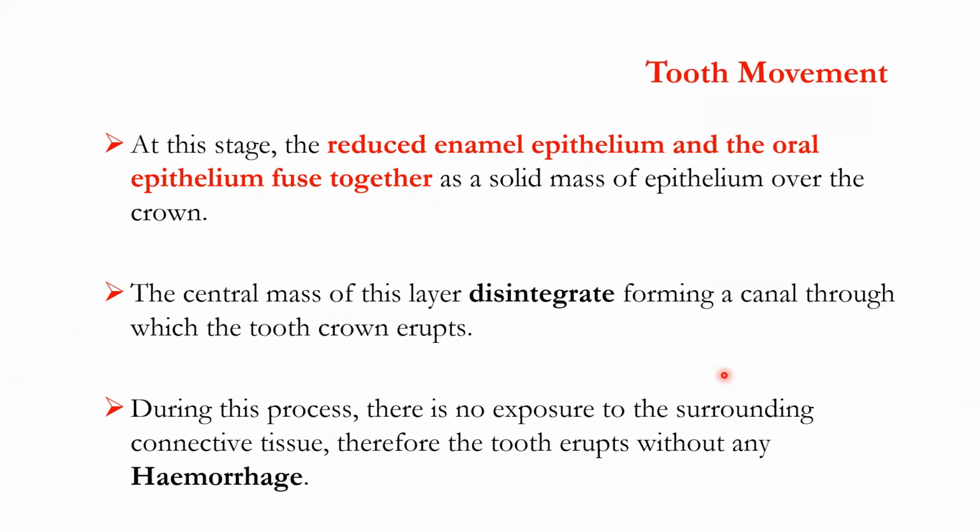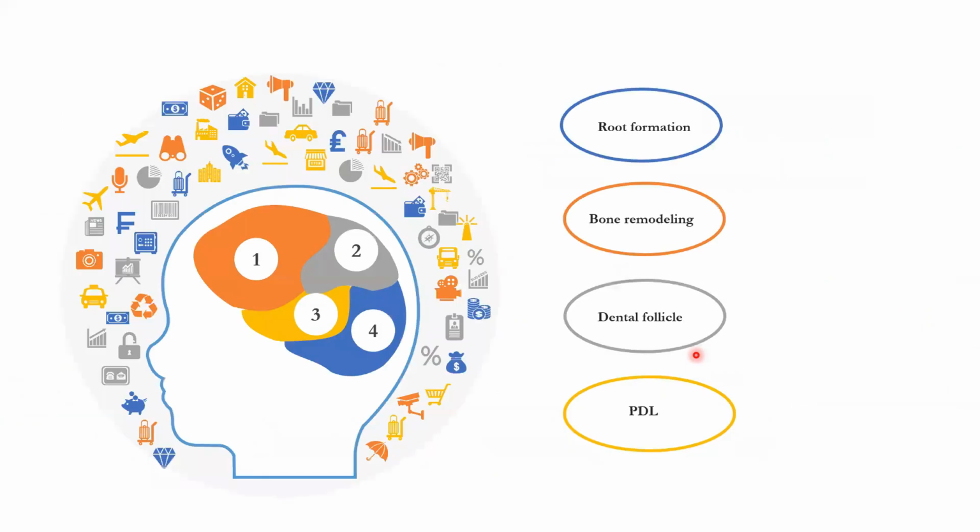Whatever I described is put as a description here. Whenever a tooth falls, there is hemorrhage, but when the tooth erupts, there is no hemorrhage because there is no connective tissue around it. When it breaks into the oral cavity, it is just the epithelium on top of it. That is the reason why there is no bleeding when the tooth erupts into the oral cavity.